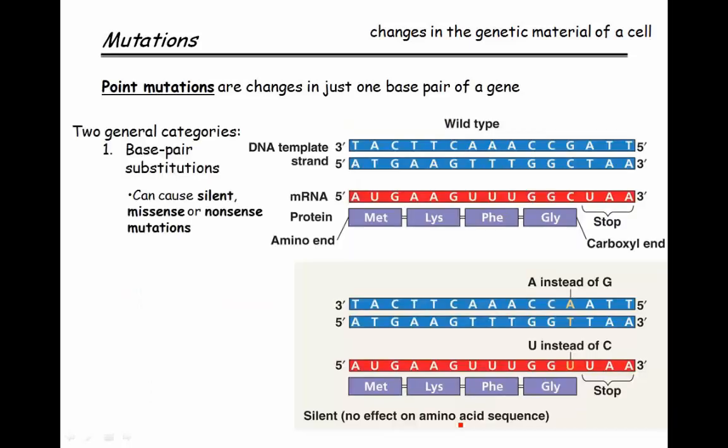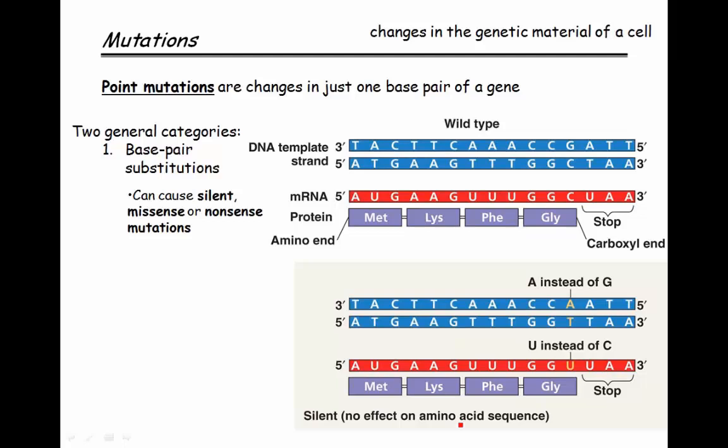Now there are different categories of point mutations. One of them is what we call a base pair substitution. In this case, we're taking a base that was there and putting something else there. So we're substituting one for the other. There can be different effects of base pair substitutions.